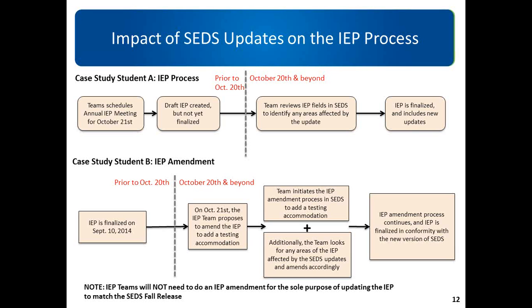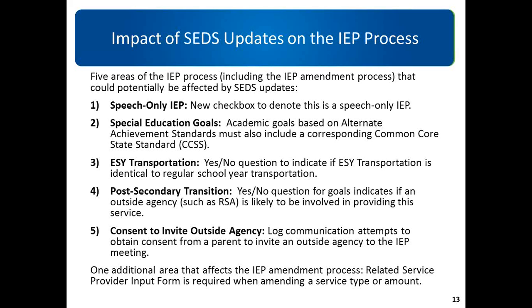Let me go through and discuss these 5 relevant items that, if you're in the process of amending an IEP, you should be aware of, and you may need to amend the IEP to conform with these items. The first item that may or may not be affected: if you decide that this is a speech-only IEP, there will be a new checkbox that will pop up to denote that this is in fact a speech-only IEP. So if you decide after October 20th that you're going to amend the IEP and you select a speech-only option, the system will prompt you to check the box that denotes this is a speech-only IEP.